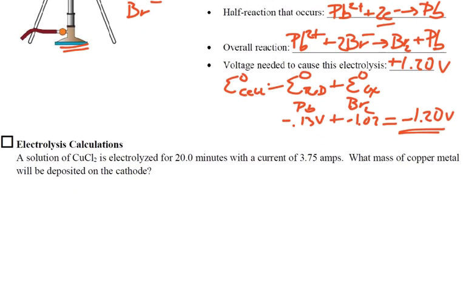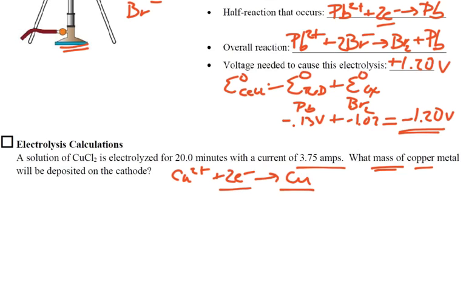Okay, the last question here is a calculation question, and it says a solution of copper chloride is electrolyzed for 20 minutes. That means we do electrolysis on it for 20 minutes with a current of 3.75 amps. What is the mass of copper metal that will be deposited? So implied in this question is the equation that Cu2+, because it's copper chloride, will pick up 2 electrons and become copper metal. So for every 1 mole of copper metal, we're going to have 2 moles of electrons.